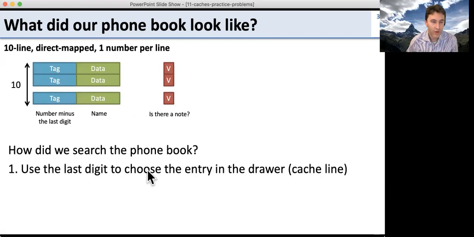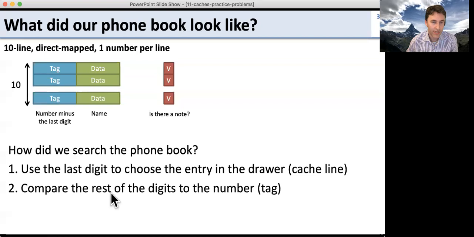How do we search the phone book? Well, we used the last digit to choose the entry. So the last digit was our index, which one of these we access. And then we compare the rest of the digits to the number. So that was our tag.